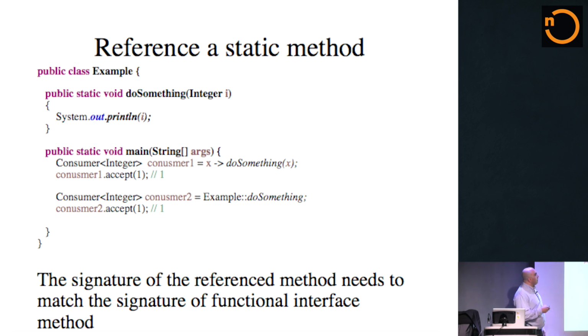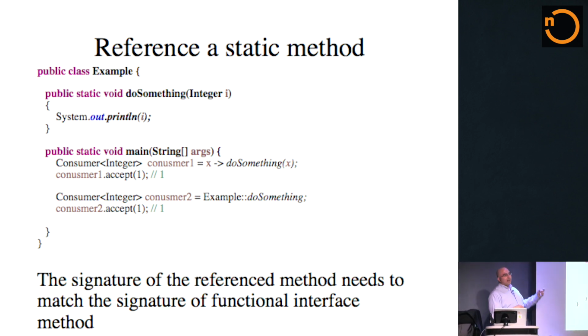So one way to call it is I could define a Consumer, and I can say x arrow doSomething(x), and then when you call consumer.accept, it's going to print 1, because we passed 1 to the accept function. Hey, who's understanding how this code works? Raise your hand. Everybody else is sleeping? OK.